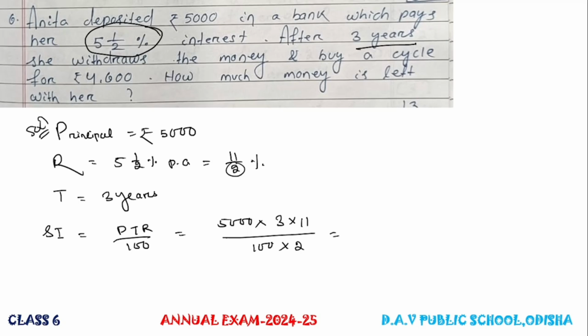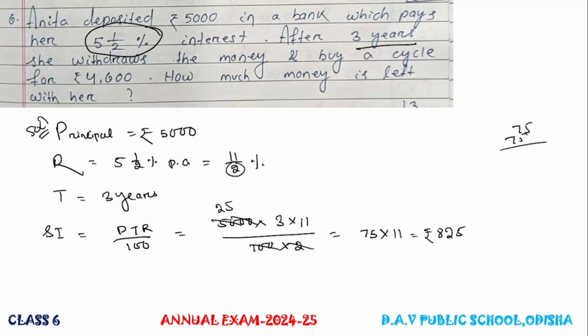Okay, now cancel. Cancel the zeros to 25. So 25 threes are 75, into 11. So multiply 75 by 11: 5 times 1 is 5, 7 times 1 plus 5 is 12, carry 1, and 8. So the answer is 825 rupees as simple interest.